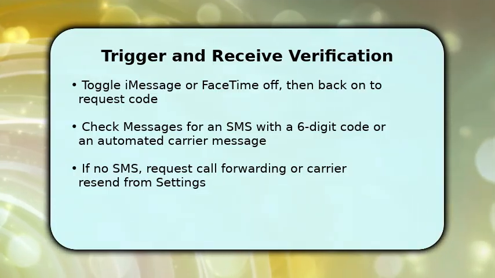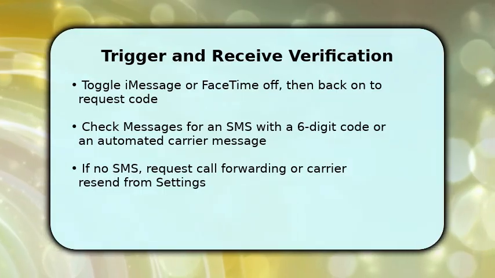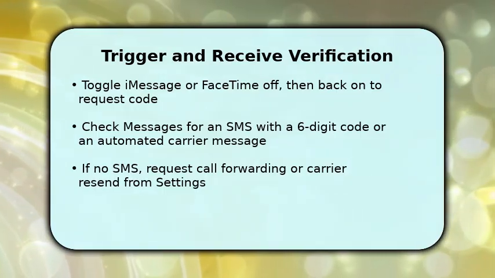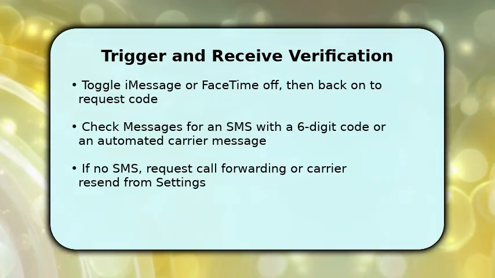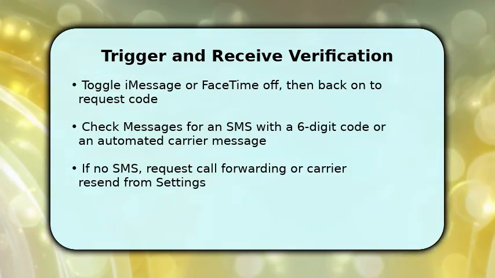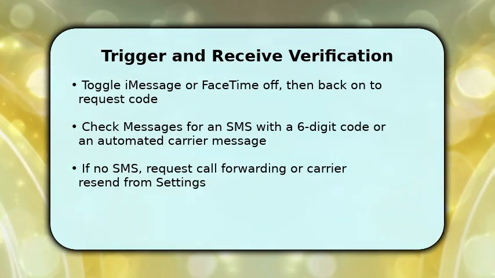Watch the Messages app for the SMS or an automated carrier message that includes the code. If you don't see it, make sure Do Not Disturb and SMS filtering are off. Then use settings to resend the verification or ask your carrier to resend the code. You can also request a verification call if SMS fails.